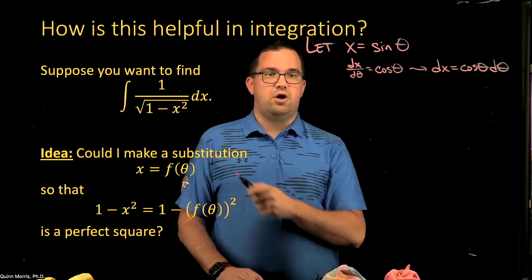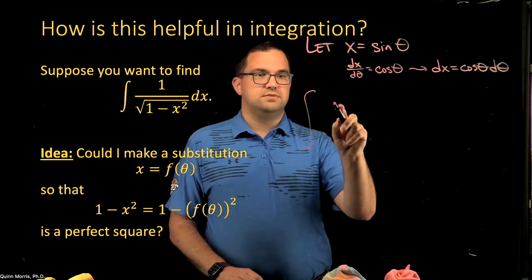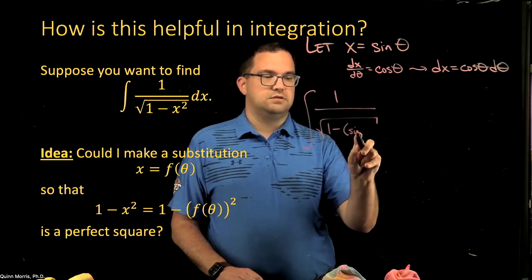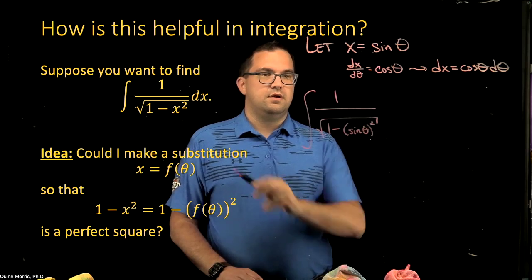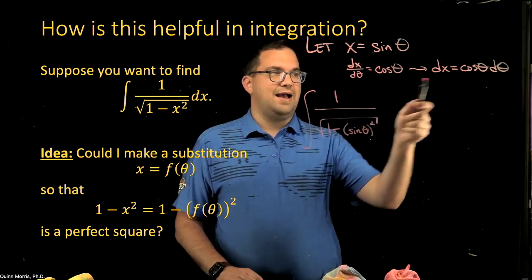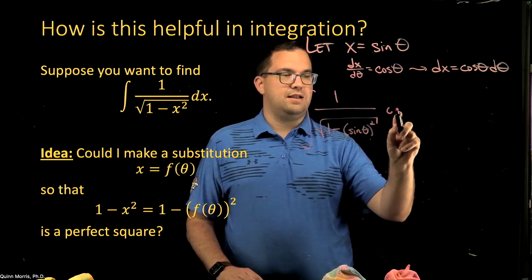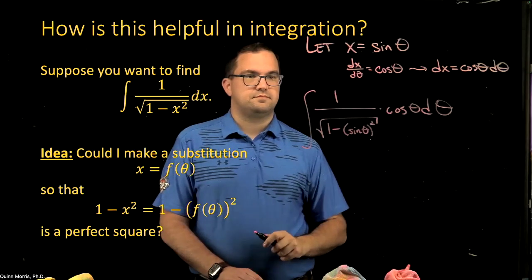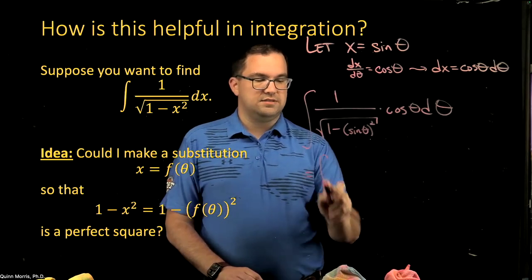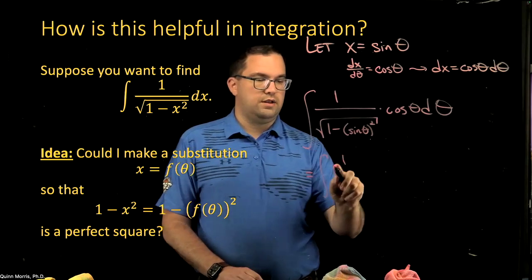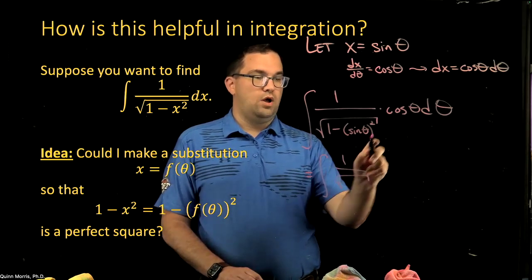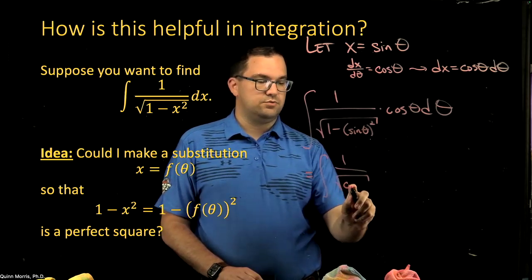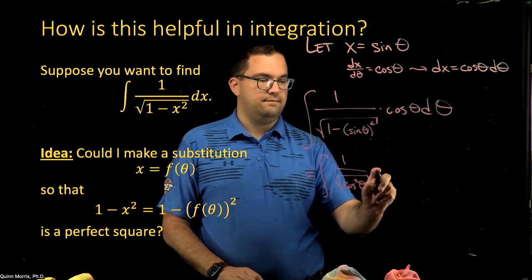And so now we can substitute all of this into our integral, which becomes the integral of 1 over the square root of 1 minus sine theta squared. But now we also need to substitute for dx, which we now know is cosine of theta d theta. So times cosine of theta d theta. Now, if I simplify this a bit, I get 1 over the square root of 1 minus sine squared theta. We chose that substitution specifically so that this would simplify to cosine squared theta.